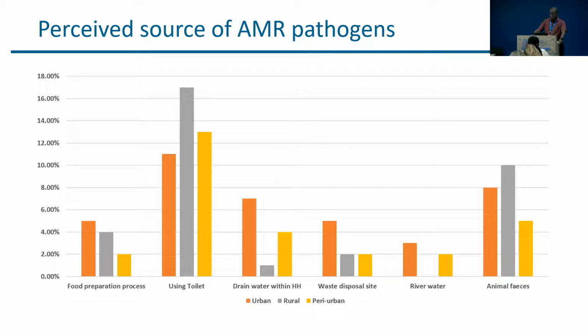And for those who mentioned toilets, for example, or those who mentioned drain water, they could not specifically indicate how this contributes to AMR. For instance, if someone is using the toilet, how did this contribute to AMR infection? So what it implies is that they had this information maybe from previous exposure to health messages, maybe about diarrheal disease prevention, but they could not really explain the link between maybe toilet use and transmission of an AMR infection.